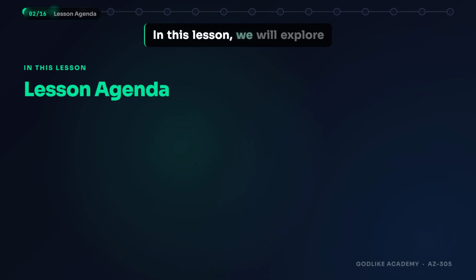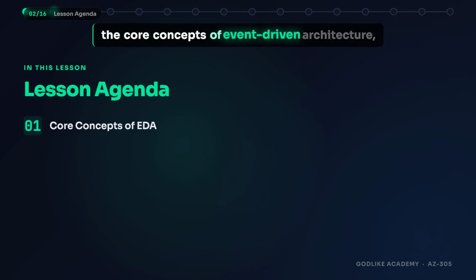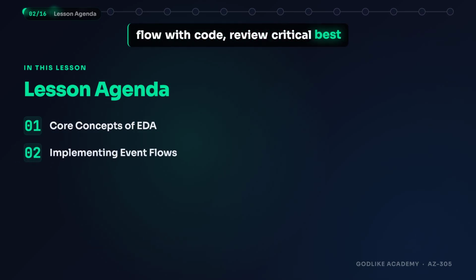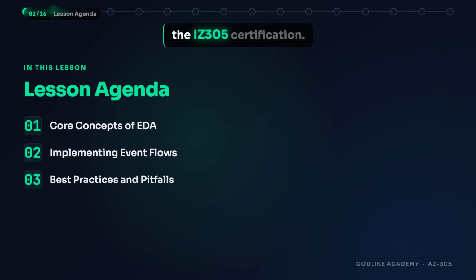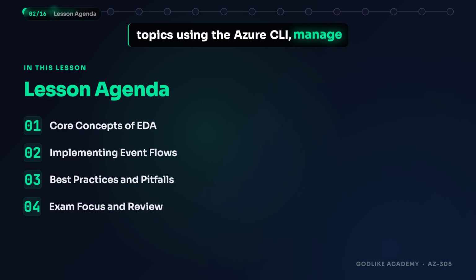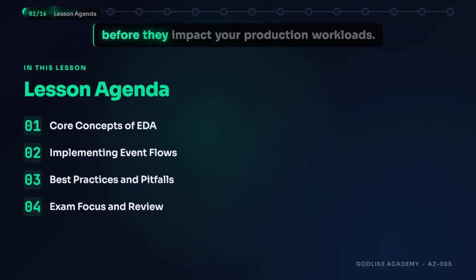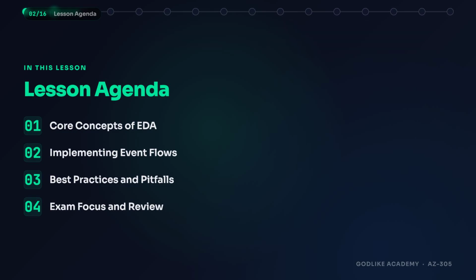In this lesson, we will explore the core concepts of event-driven architecture, walk through implementing a real event flow with code, review critical best practices to avoid common pitfalls, and finish with key exam tips for the AZ-305 certification. You will learn how to configure topics using the Azure CLI, manage subscription filters, and troubleshoot delivery failures before they impact your production workloads.